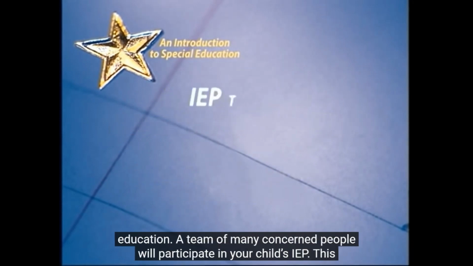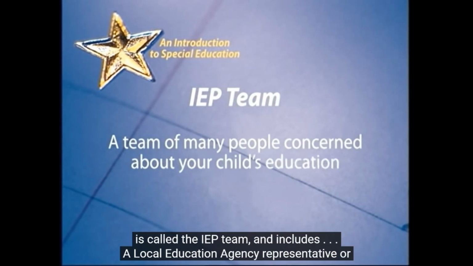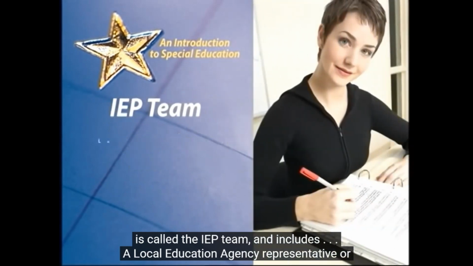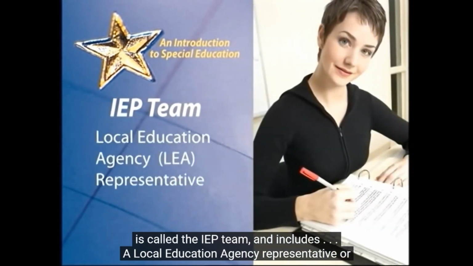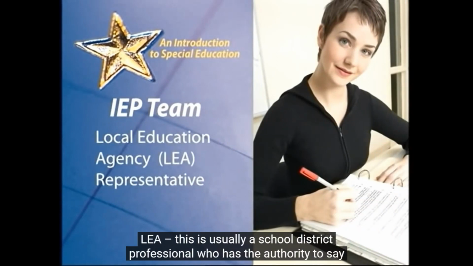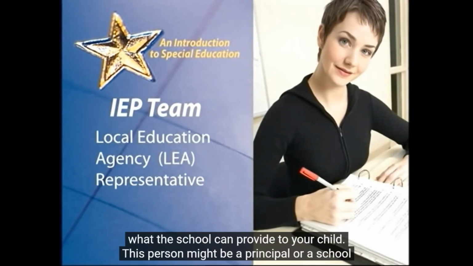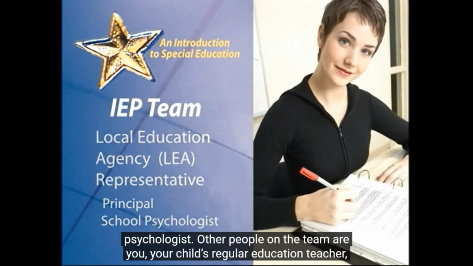A team of many concerned people will participate in your child's IEP. This is called the IEP team and includes a local educational agency representative, or LEA. This is usually a school district professional who has the authority to say what the school can provide to your child. This person might be a principal or a school psychologist.